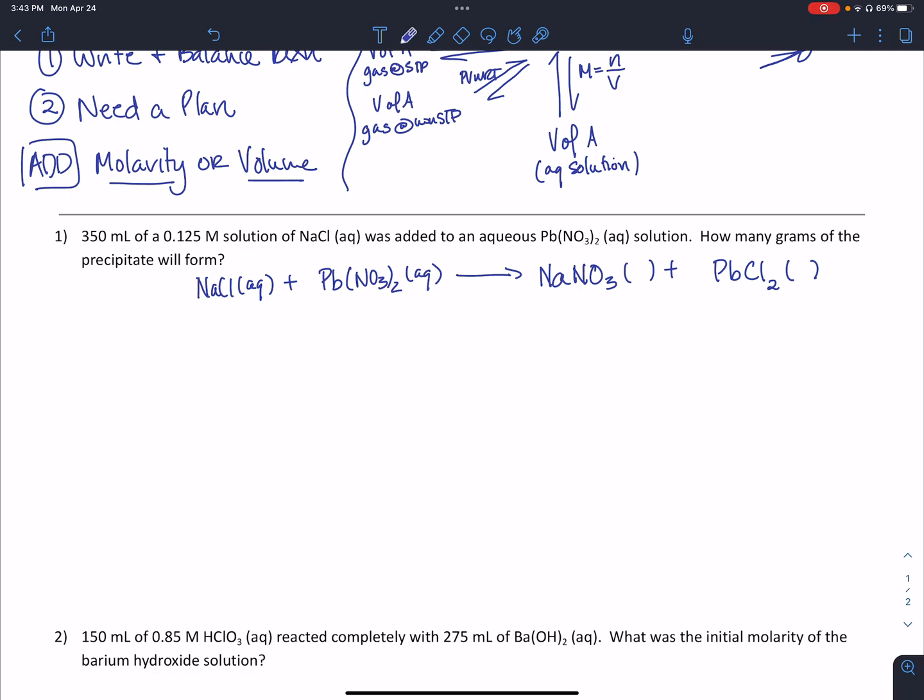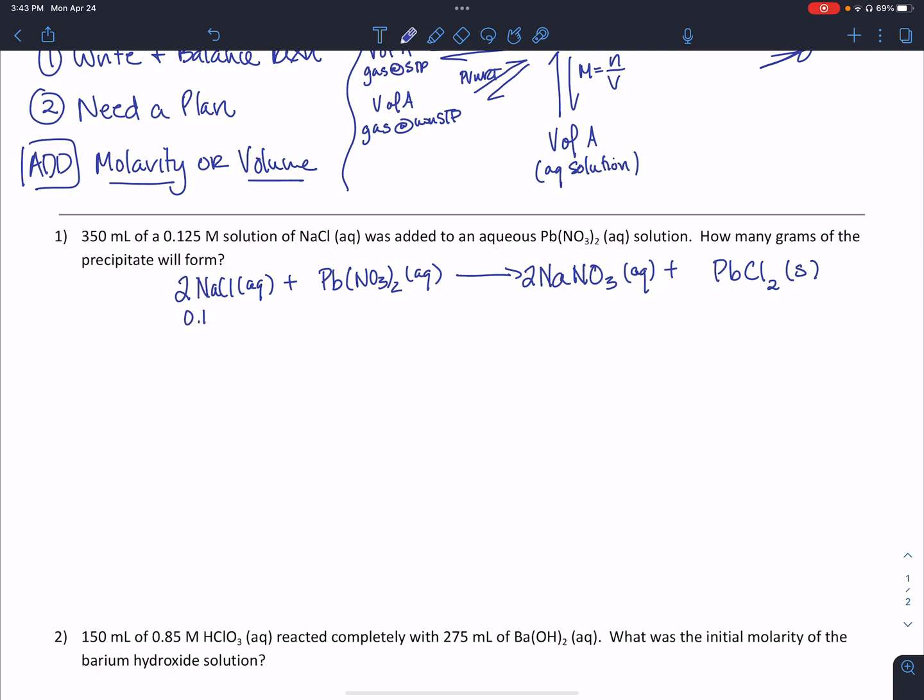If I look, all group 1 metals or compounds that contain nitrates are always soluble, so this will be aqueous. And then if I look at the chlorides, most chlorides are soluble with the exception of lead being one of them, so that's going to be our precipitate. So here's my reaction. I need to balance it. I'm going to need 2 sodium nitrates and 2 sodium chlorides. So that's nice and balanced and complete. You have to have that before you can start the problem.